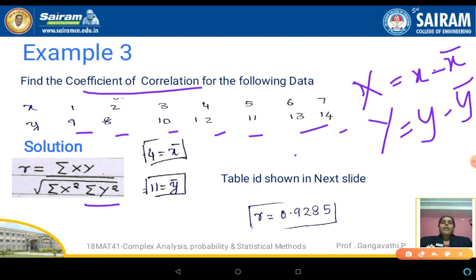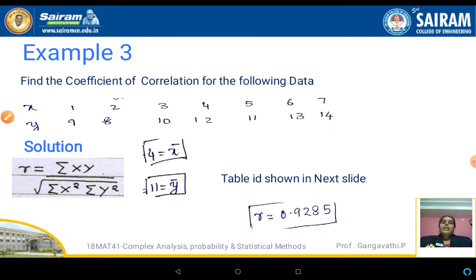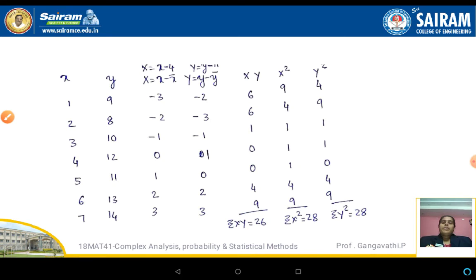Once we do that, we can find the values of capital X and capital Y. x bar is nothing but adding all the given values of x and dividing by the number of values. So add 1 plus 2 plus 3 plus 4 plus 5 plus 6 plus 7 and divide by 7. We get x bar is equal to 4, and in a similar way you can evaluate y bar, which is equal to 11. Whatever we have as small x and small y, we need to find capital X, capital Y, XY, capital X square and capital Y square for the given set of data.